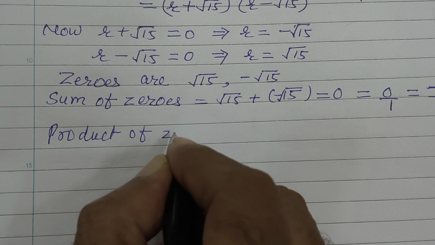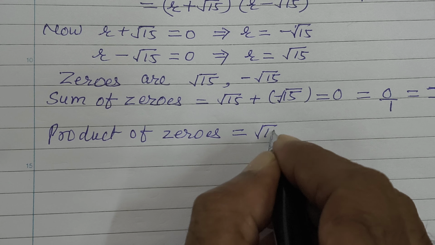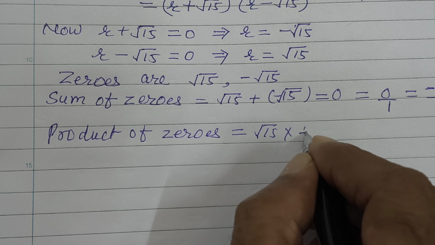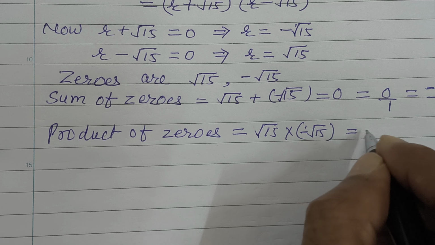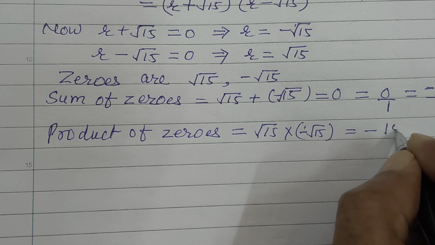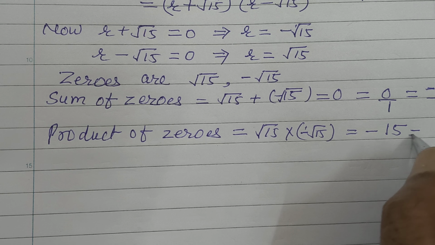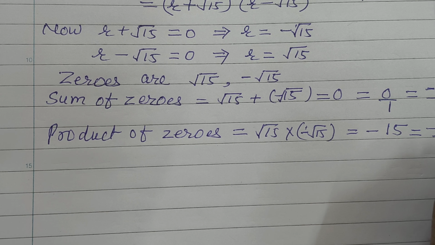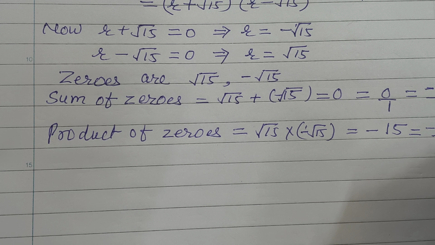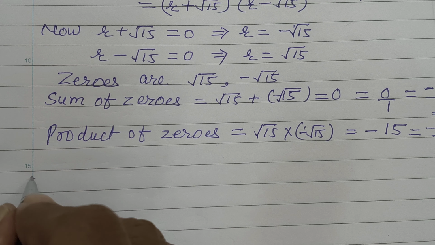And product of zeros are square root 15 into minus square root 15. So it will be equal to minus 15. This is the product of zeros, minus 15 by 1, where minus 15 is c and 1 is a. So it is c by a. So it is the verification.